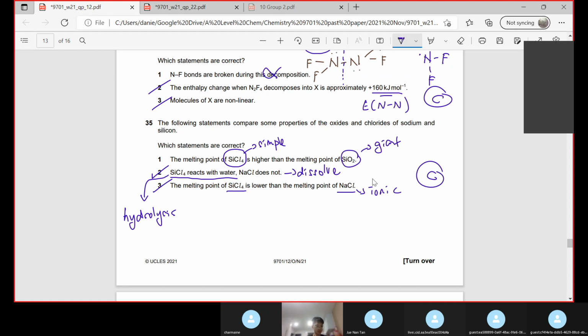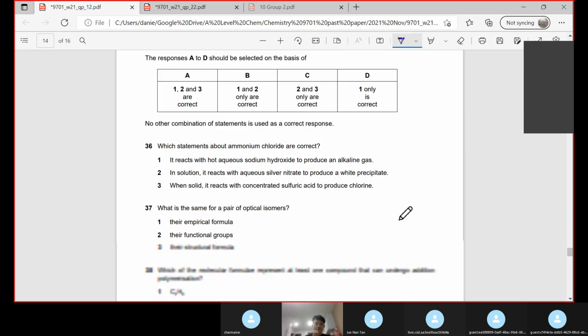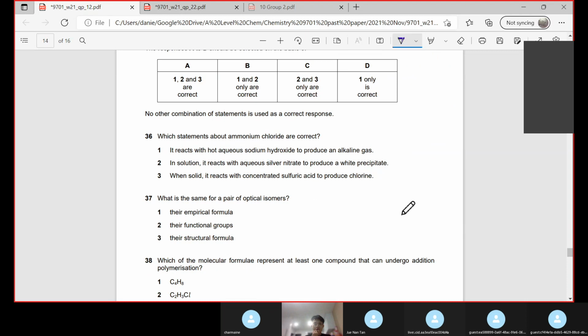Okay, last page. Which statements about ammonium chloride are correct? It reacts with hot aqueous NaOH to produce an alkaline gas. Yes, this is NH3. So yes. In solution, it reacts with aqueous silver nitrate to form a white precipitate. Yes, AgCl.